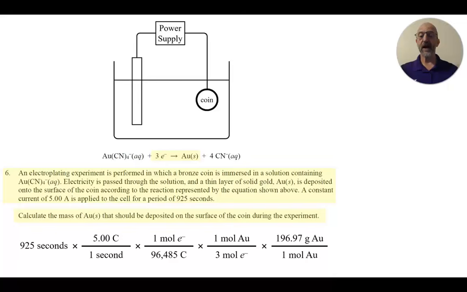So I'm going to pick up my calculator, 925 times 5, divided by 96,485, divided by 3, and then finally times 196.97. And so when I do that math, I get 3.15 grams of solid gold is produced in this experiment.